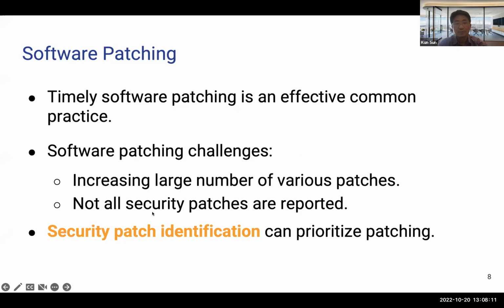So our work focuses on this security patch identification. The goal is that we can identify security patches from those newly released patches, and then we can help admin people to prioritize their patching work.